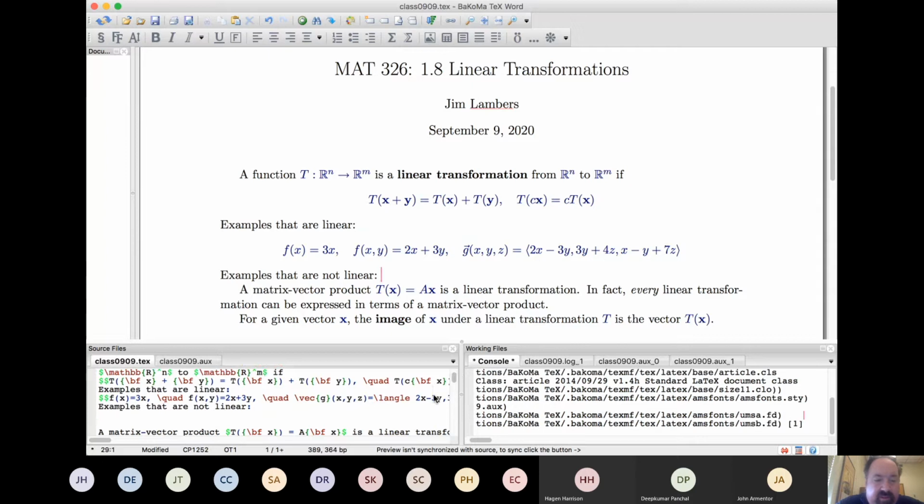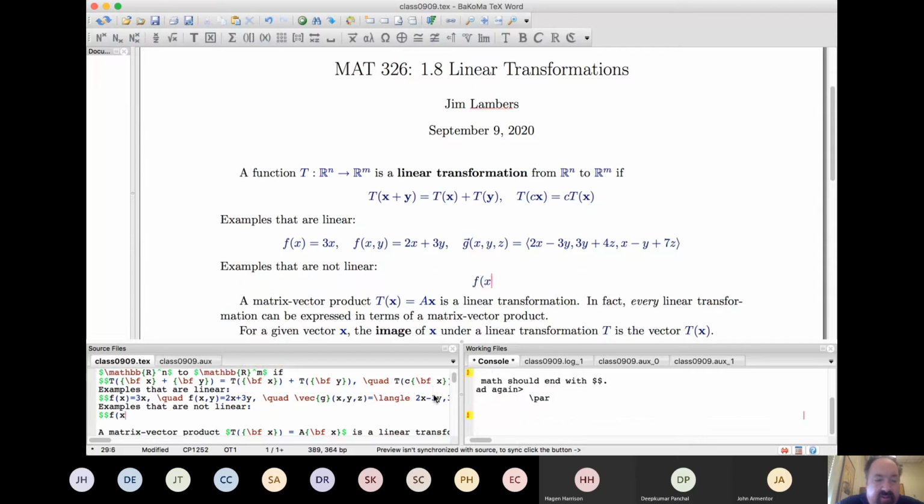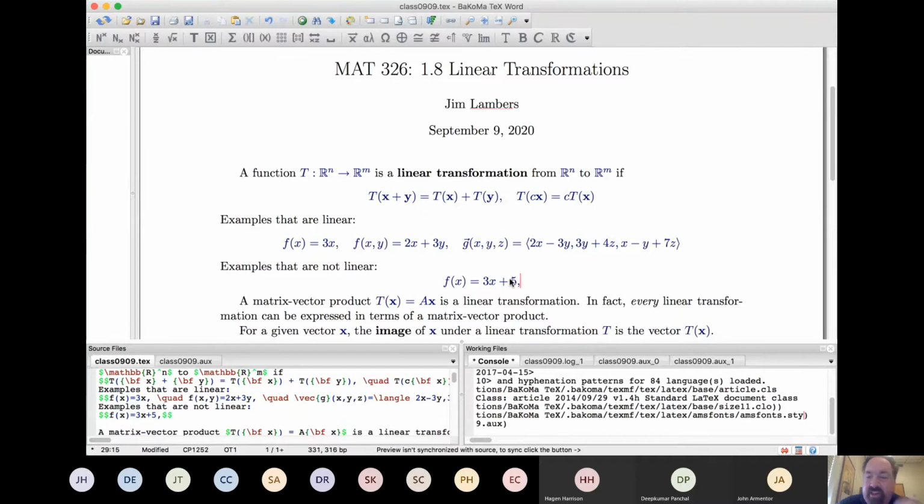Something, functions that are not linear transformations. Here's one that almost is. This is a quick modification of the last one. All right, that's not a linear transformation. Now, this might seem contradictory.